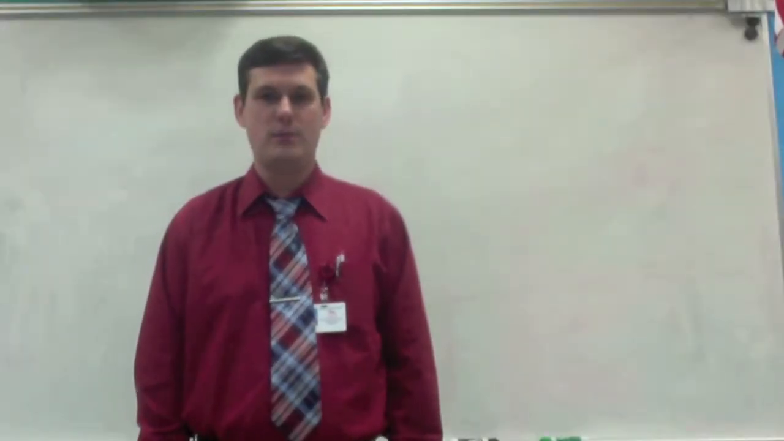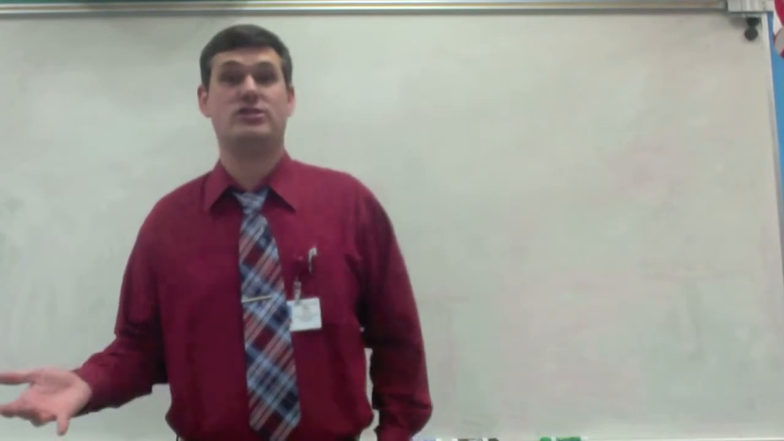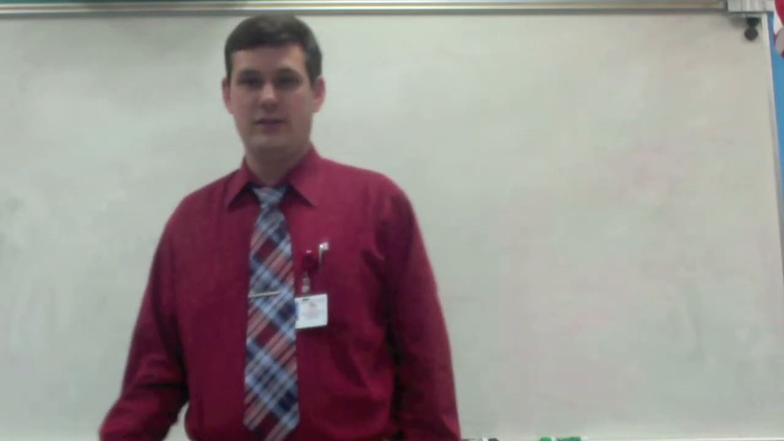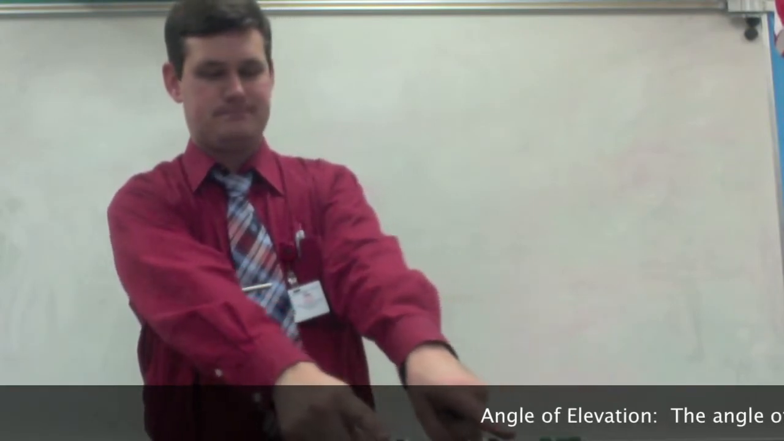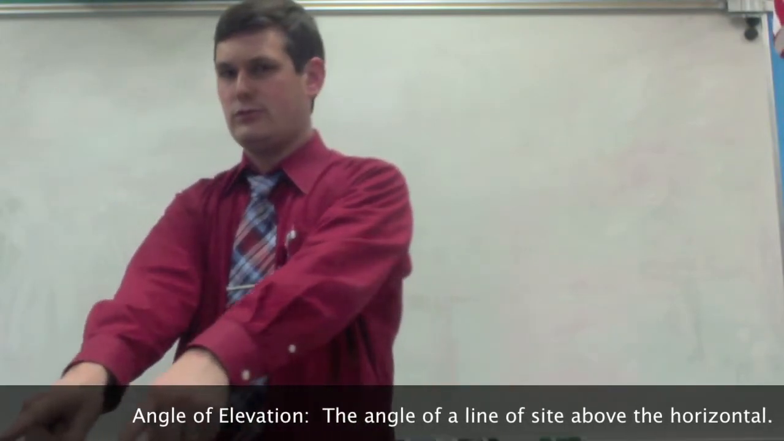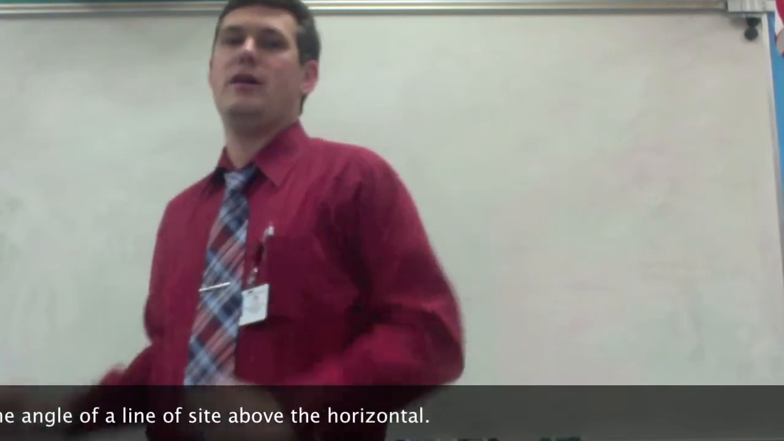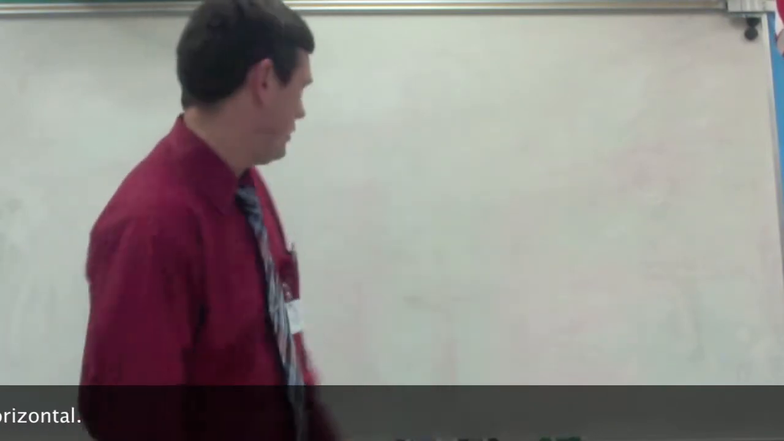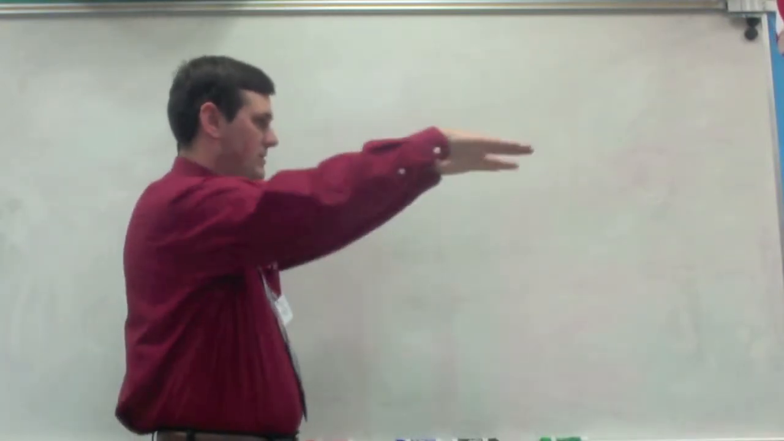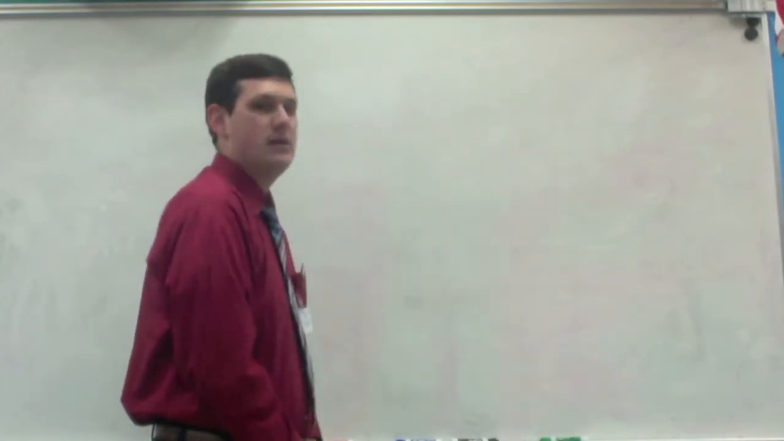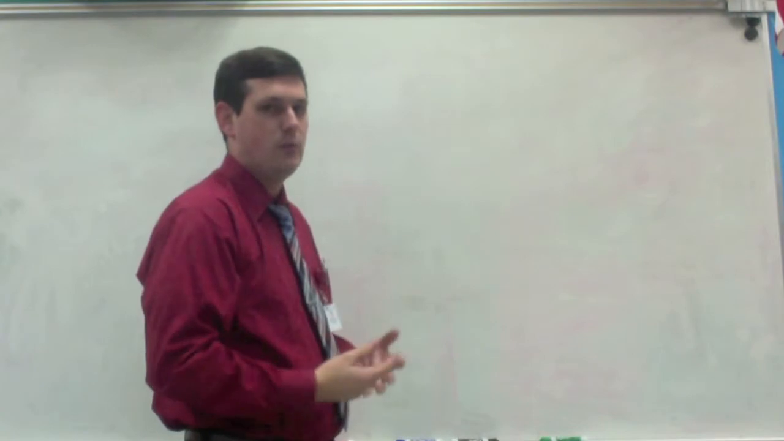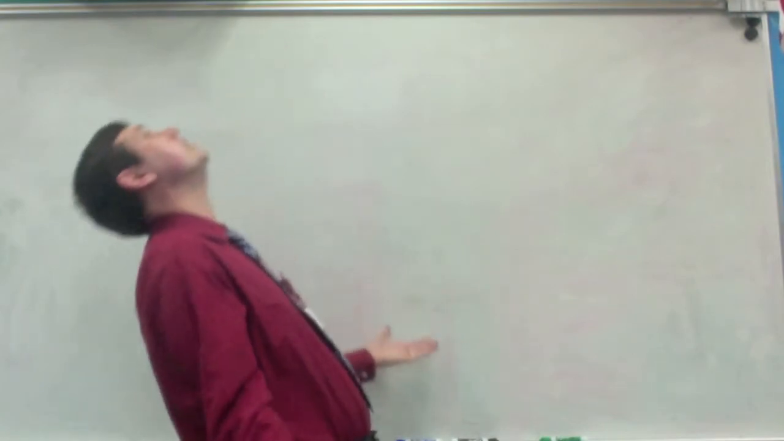In order to solve this problem, we first need to describe what an angle of elevation means. An angle of elevation is the angle of a line of sight above the horizontal. So if I was looking straight ahead, my angle of elevation would be 0. And as I look up, the angle of elevation would go up. A 90-degree angle of elevation would be if I was looking straight up in the air.